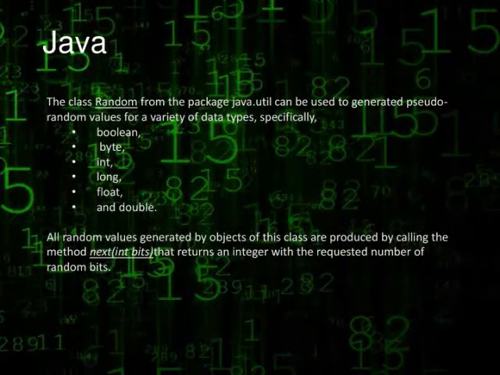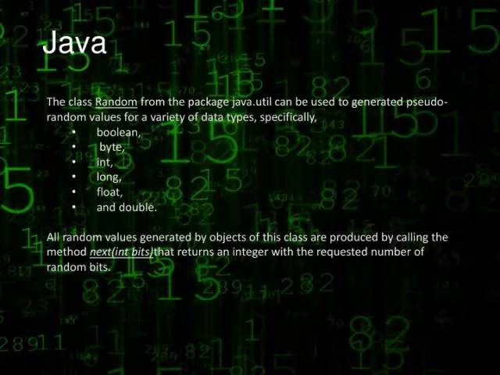Let's now look at the Java language. In Java, the class Random from the package java.util can be used to generate pseudo-random values for a variety of data types, specifically boolean, byte, int, long, float, and double. For doubles, random values can be generated along both a uniform distribution in range 0 to 1 and a Gaussian distribution with mean 0.0 and standard deviation 1.0. For integers, random values are uniformly distributed across all the values that can be represented using a 32-bit signed integer.